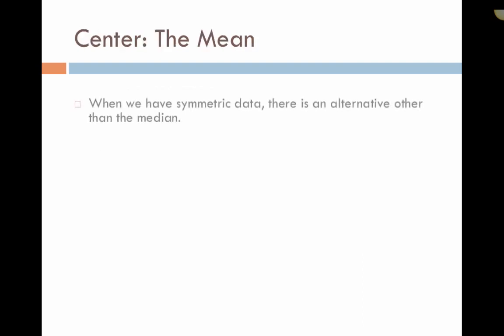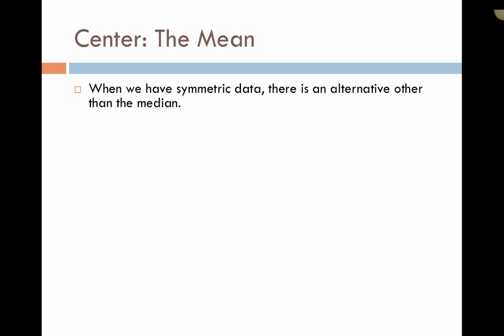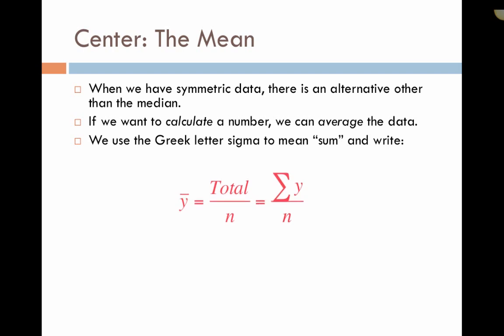The other measure of center is the mean. So the mean is typically going to be used when we have symmetric data, and it's just the average of the data values. The equation for the mean is just your total of your data values added together divided by how many there are. So n represents how many data values you have.